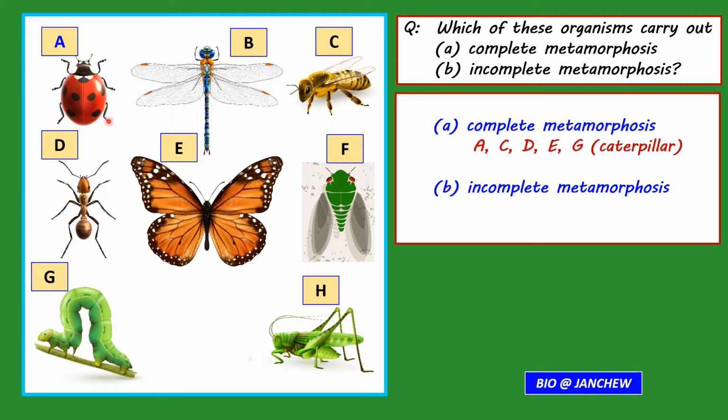So this complete metamorphosis occurs in beetles, C, bees, D, the ant, E, butterflies, and G is a caterpillar. So how about the organisms that carry out incomplete metamorphosis? Okay, so this includes the bee, dragonfly. F is a cicada with longer wings and a triangular shaped body here. And then H is of course the grasshopper.